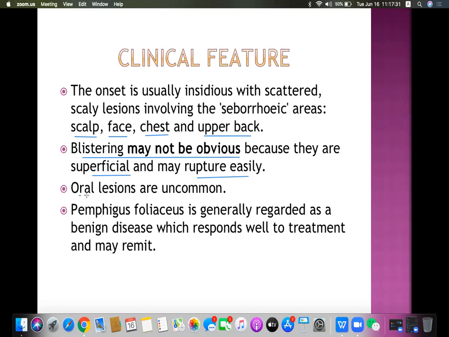Mucosal involvement is not very common, so oral lesions are uncommon in pemphigus foliaceus. In comparison to pemphigus vulgaris, it is considered a benign disease, and one of the important reasons I like to highlight here is that mucosa or mucous membrane is not affected. That is a huge point for the patient. Think about it. The oral cavity is not affected. That means the patient can eat well without any pain. This is a very, very important point during the management.